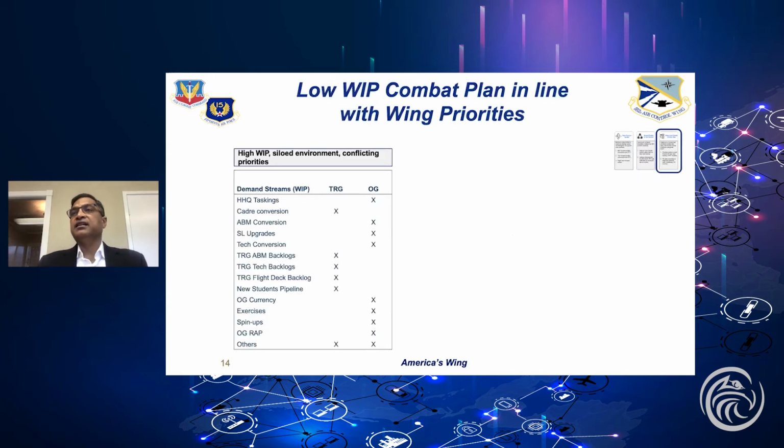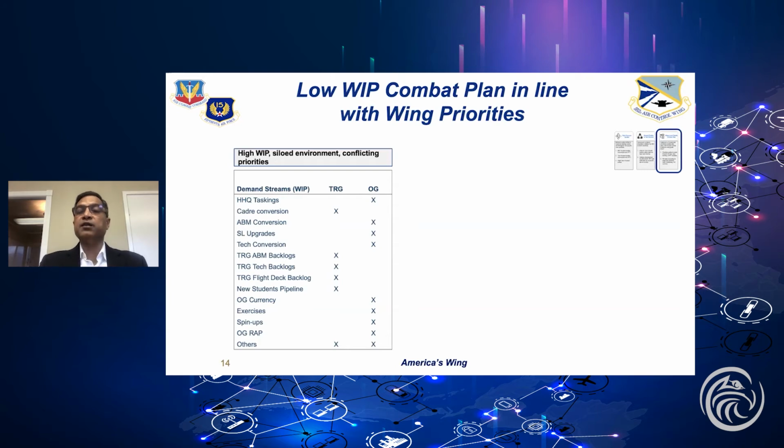The third thing that we did was, as I said before, when you look at the picture on the left side, these are the various demands for sorties. You have the higher headquarters tasking, you have the conversion sorties, you have the upgrade sorties, we have the student sorties, and the training group and the ops group needed all these sorties. So when you have so many demands, it's very obvious that there are going to be conflicting priorities. So everybody was fighting for each other on the sortie. And many times the sortie would get wasted in a siloed environment.